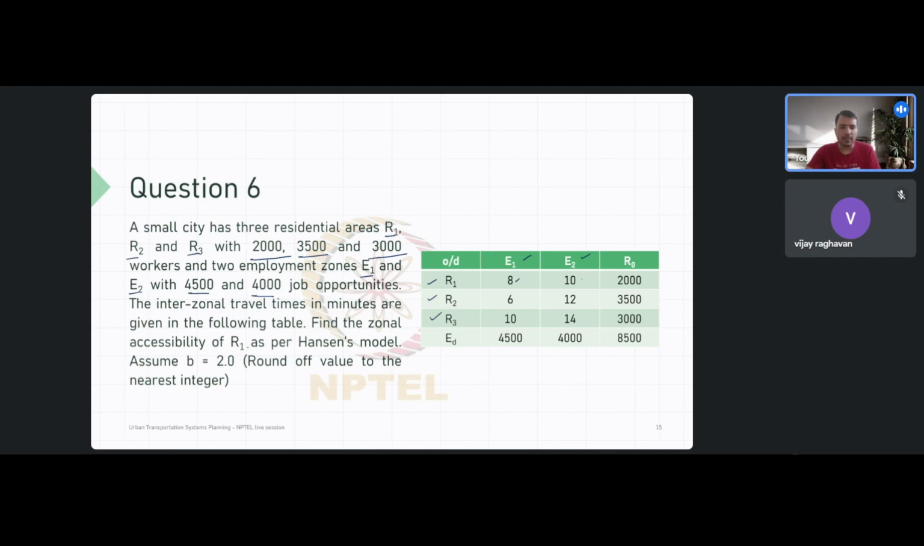Find the zonal accessibility of R1 as per Hansen's model. You have to assume the coefficient B to be 2. Then round it off to the nearest integer. So you can try this question and let me know the answer.